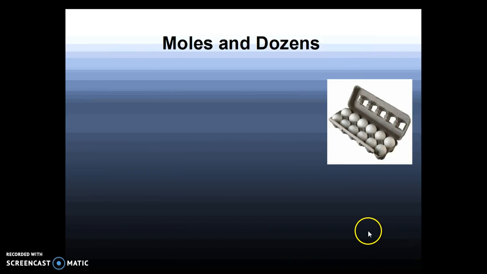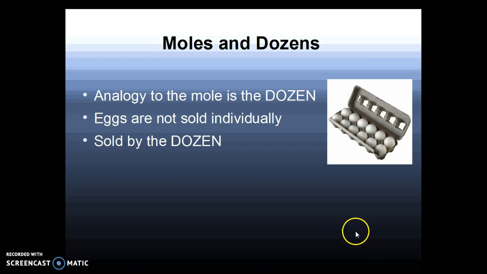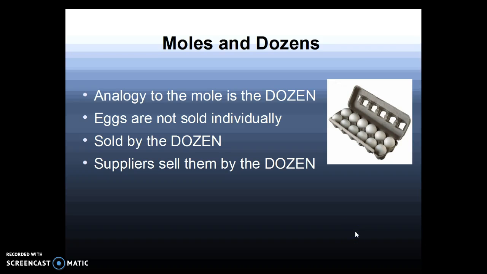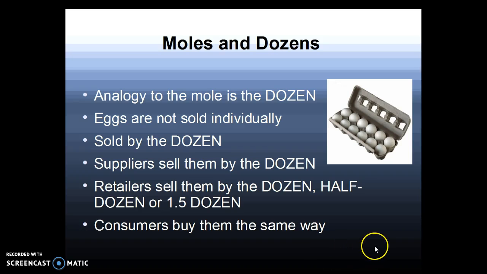So let's talk about moles and compare it to another collective noun, dozen. The analogy to the mole is the dozen. Eggs are not sold individually in North America. They're sold by the dozen. Suppliers sell them by the dozen. Retailers will sell them by the dozen, the half dozen, the 1.5 dozen. I've even seen cases of 3 dozen eggs in a retail outlet. And consumers buy them the way they're sold.